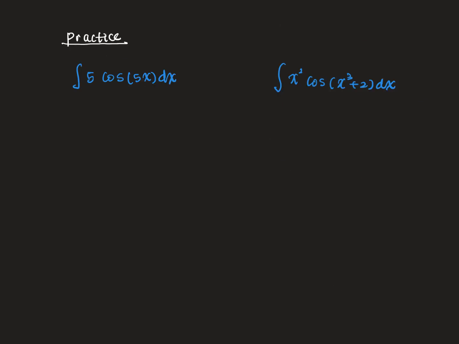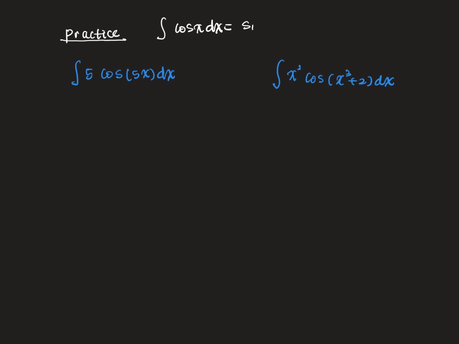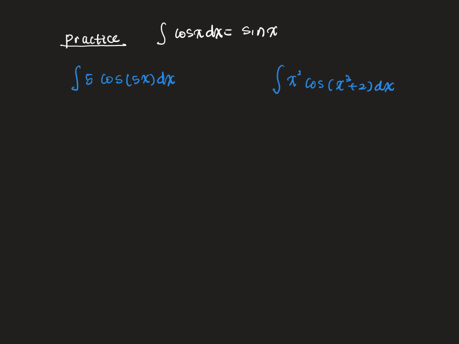Let's practice the next example. Here is a practice problem. You can pause the video and do it your own way. First, you know the antiderivative of cosine: the integral of cosine x dx is sine x plus c. That's what you know, right?